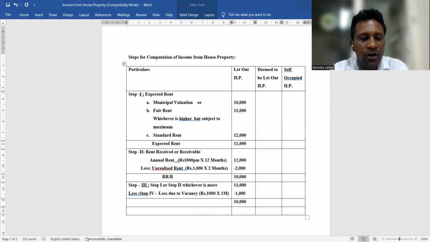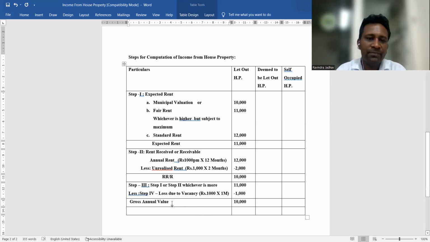So this is the gross annual value for the purpose of computation of income from house property in case of let out house property. So in case of let out house property, all 4 steps are applicable.